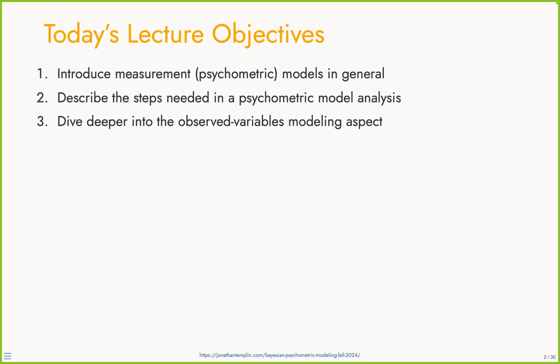Although, as you know with Bayesian, any one of the distributions that you saw in the Stan manual could be used to build a measurement model. But this is sort of the general framework that we're putting it in. We're going to talk about the steps needed in a psychometric model analysis. As you know, that works a little bit differently than linear regression. And we're going to dive deeper into the observed variables version of the modeling itself.